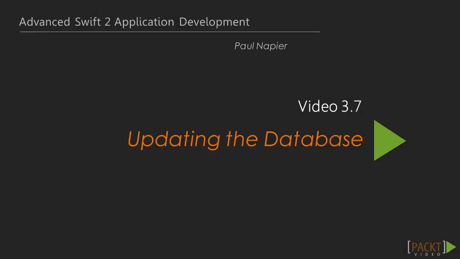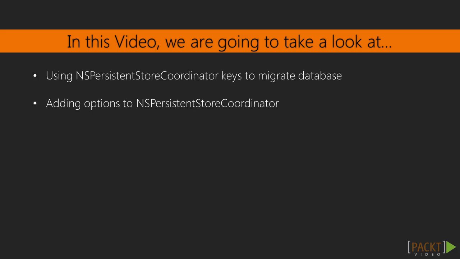So now that we have a fully functioning database, what we want to do is update our database and migrate across to a new version. So in this video, we're going to look at using the NSPersistentStoreCoordinator keys to migrate the database across. And we'll add options into our persistent store coordinator to do this.